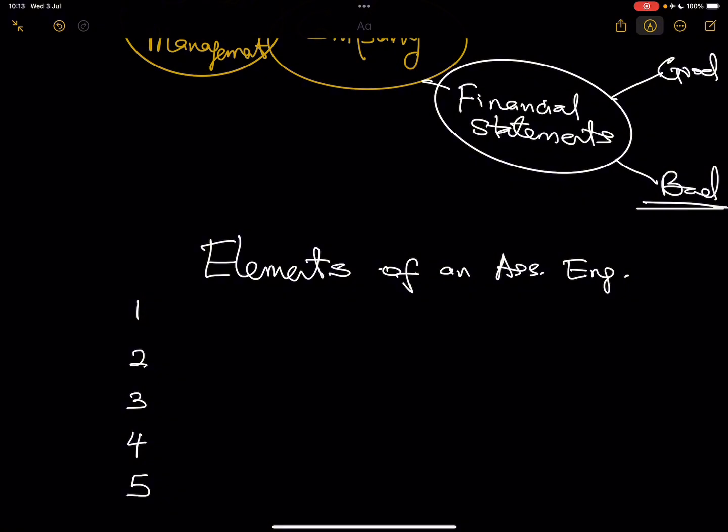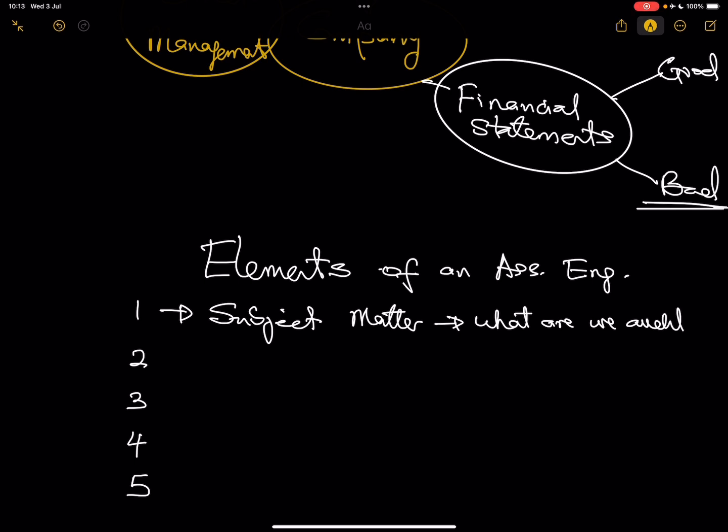The first thing that comes to your mind is the subject matter, which is: what are we actually auditing? Subject matter. That is, what are we auditing? And you can guess what we are auditing. That is the financial statements. So very important. We need to know that. What we are auditing.